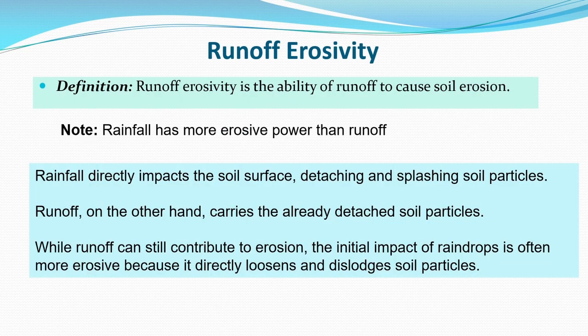Okay, next. Runoff erosivity. Now note that rainfall has more erosive power than runoff. Runoff erosivity is the ability of runoff to cause soil erosion. Rainfall will directly impact the surface, it detaches and splashes the soil particles. And then these soil particles are carried away by runoff. Runoff has ability to contribute significantly to erosion, but the initial impact of raindrop is often more erosive because it is responsible for directly loosening and dislodging the soil particles.